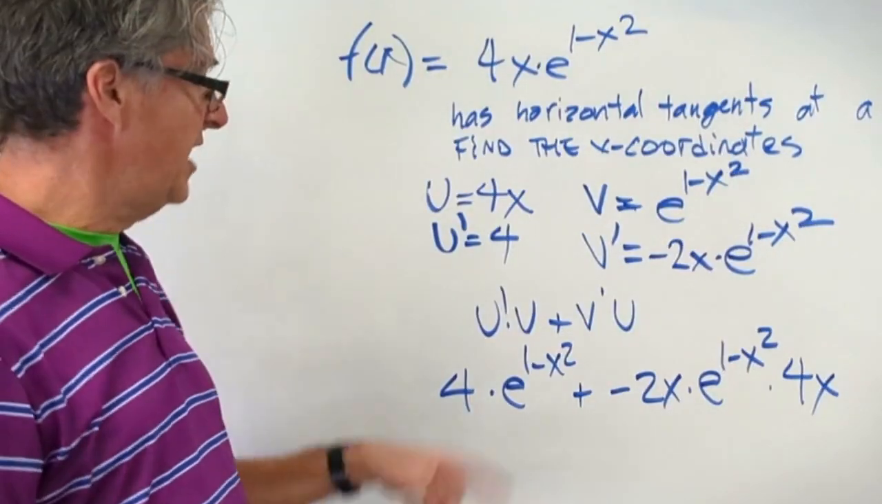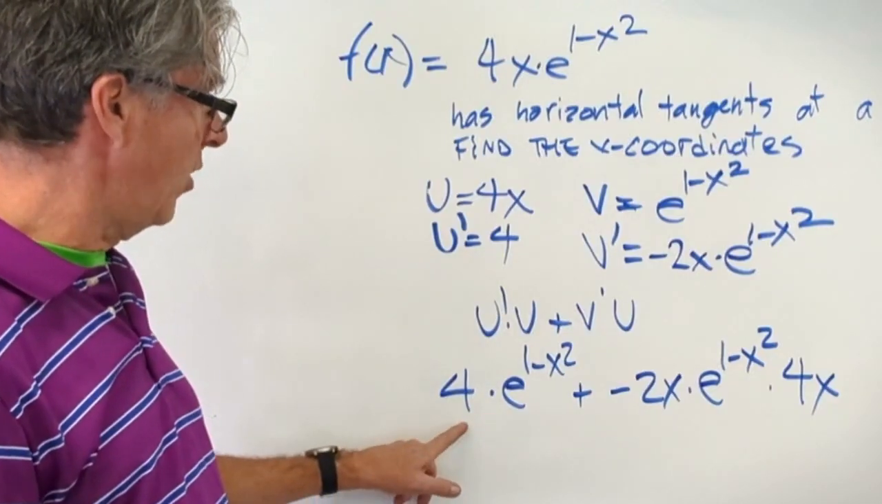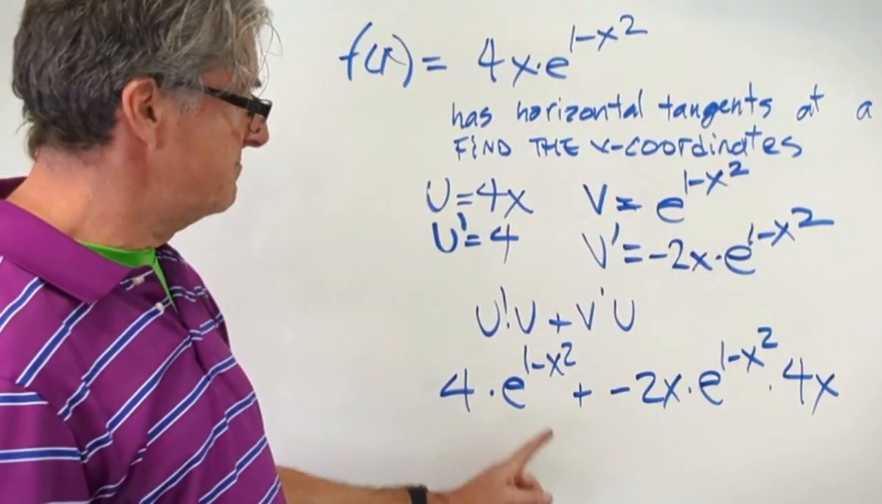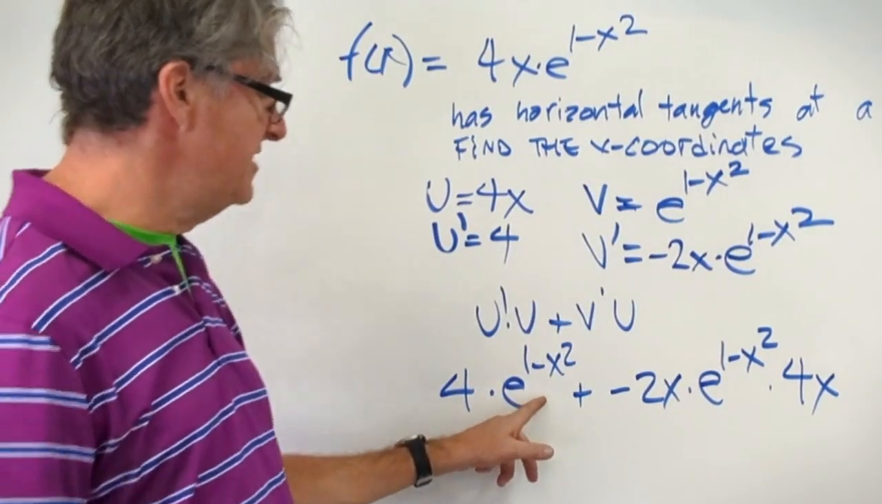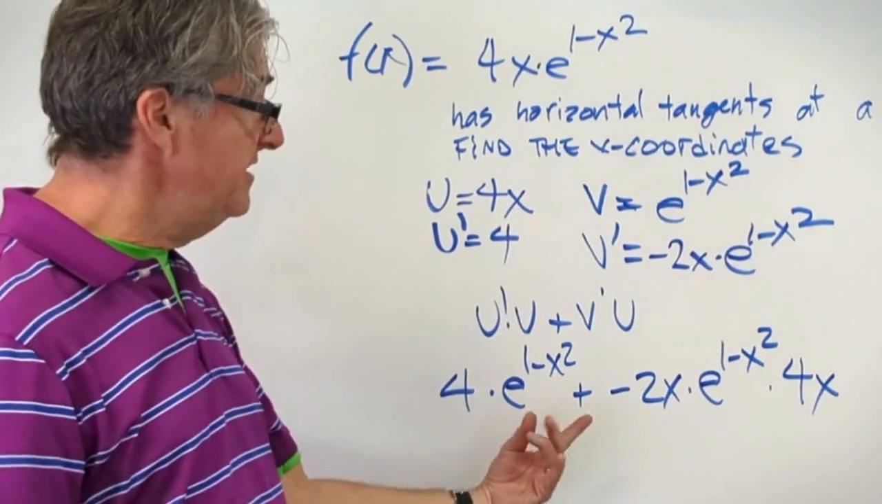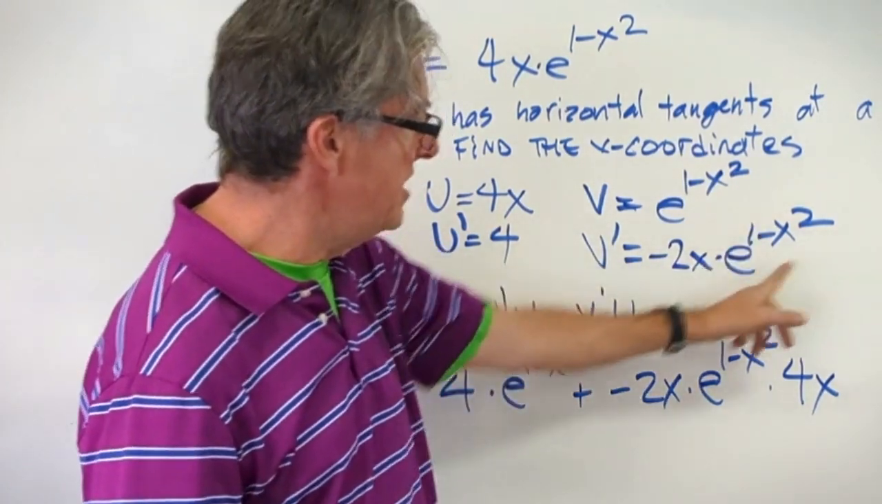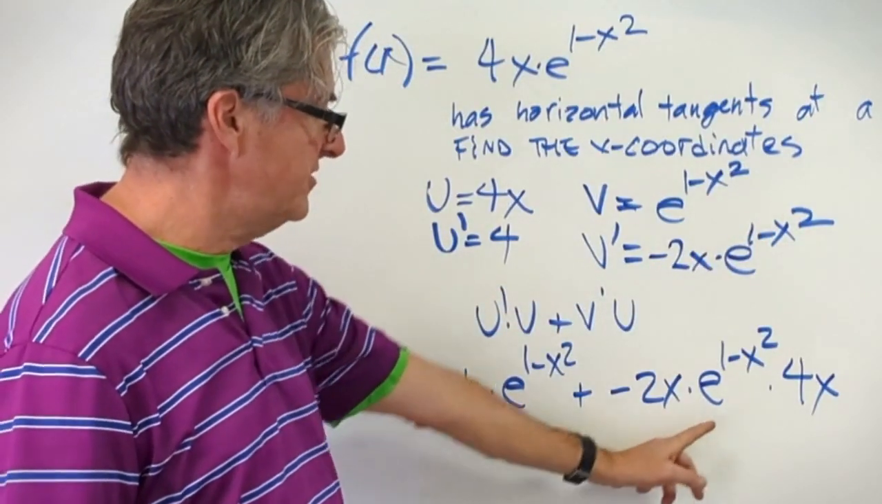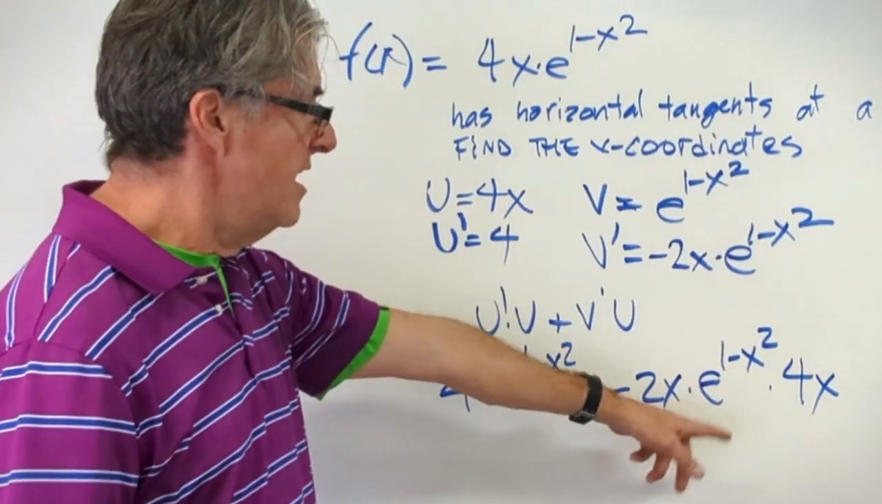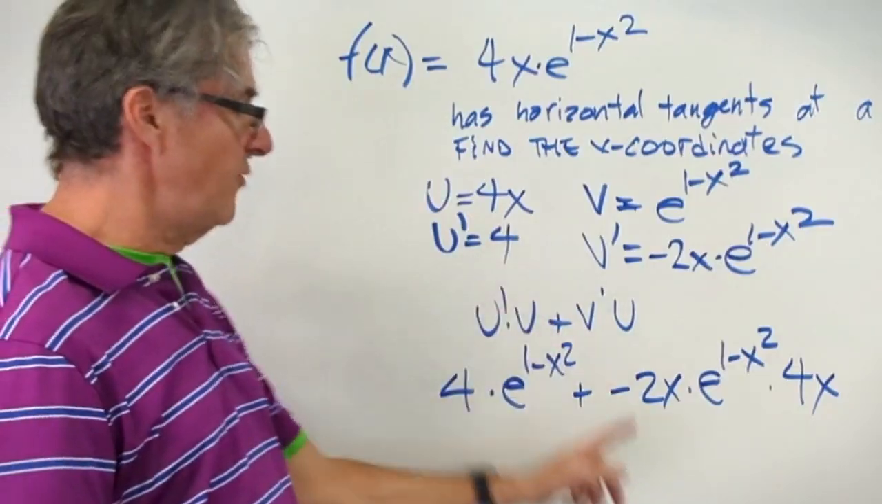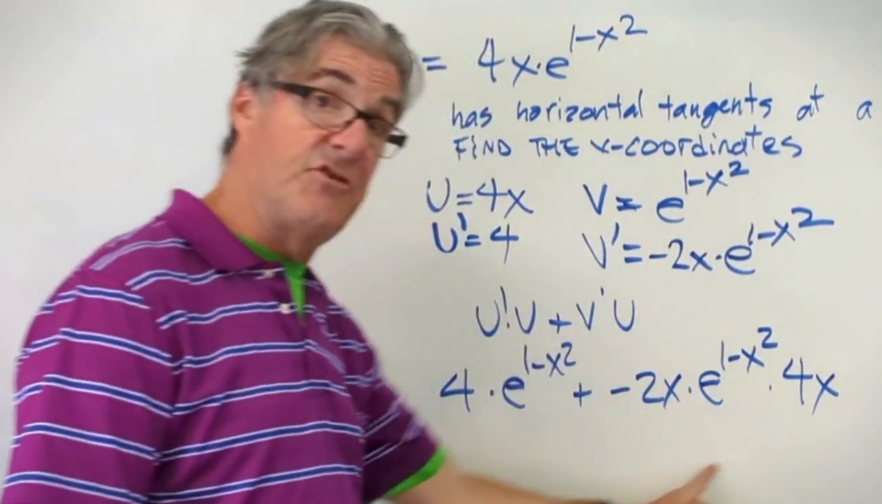Okay, here's my plug-in step. I did my u prime, which is 4, times my v, which is my e to the 1 minus x squared. And then I added my v prime, which is minus 2x times this e exponential. So I have minus 2x times e to the 1 minus x squared times my u, which is 4x. So this is the derivative.